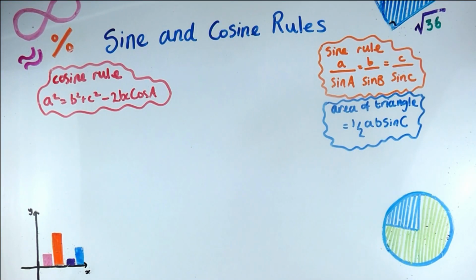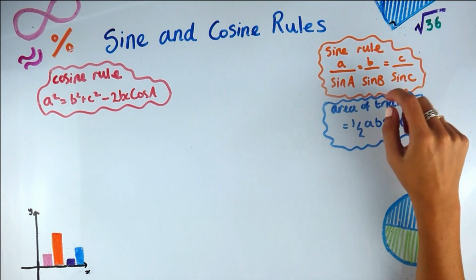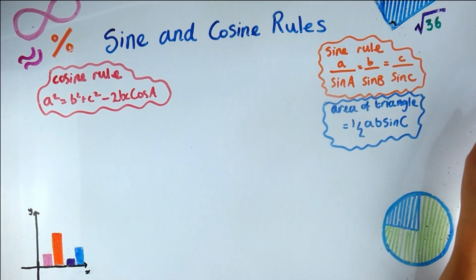and cosine rules. So this is another little bit of trig that we're going to learn that's a bit different to the trig and the Pythag that you've already done. So I've written out the rules already. So if we look first at the sine rule, it's a over sine A, b over sine B equals c over sine C. Quite easy to remember, but what does it mean?